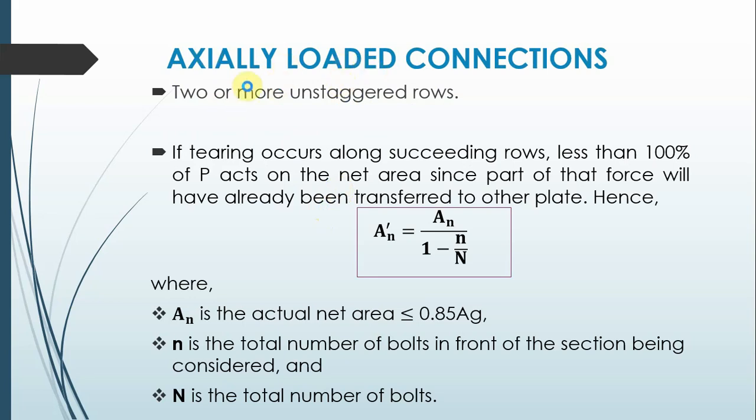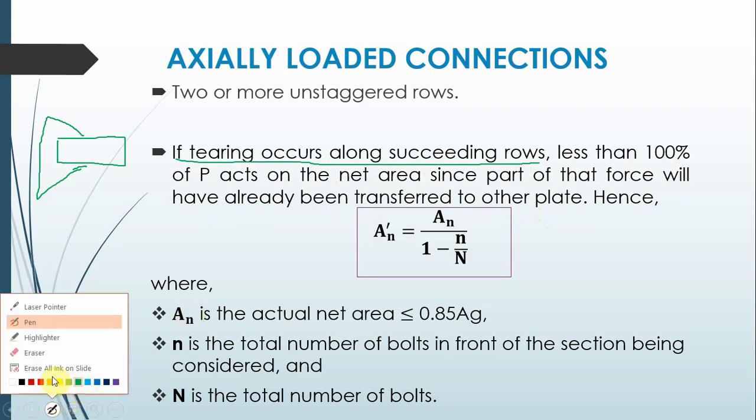Next, we have the actually loaded connections. So what do you mean by this? If there are two or more unstaggered rows, for example with a gusset plate, if tearing occurs along succeeding rows, less than 100% of P acts on the net area, since part of that force will have already been transferred to the other plate.